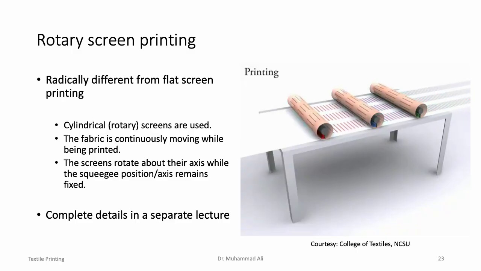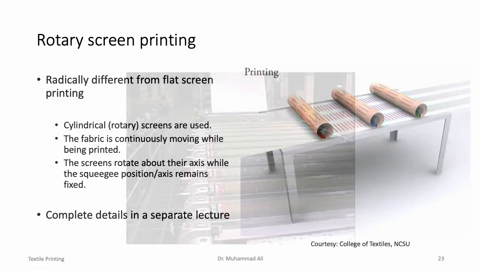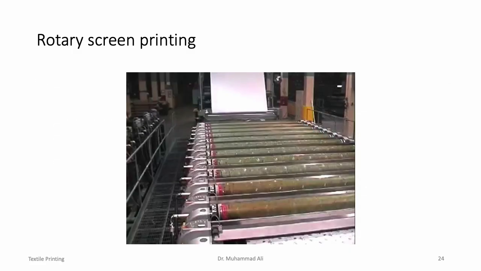The squeegee is shown with the help of the gray pipe at the center of each screen. So the fabric is continuously traveling under the screens. The screens are rotating and the fabric is being printed. Right. Let's look at a video to develop a basic understanding of the rotary screen printing machine and the process.